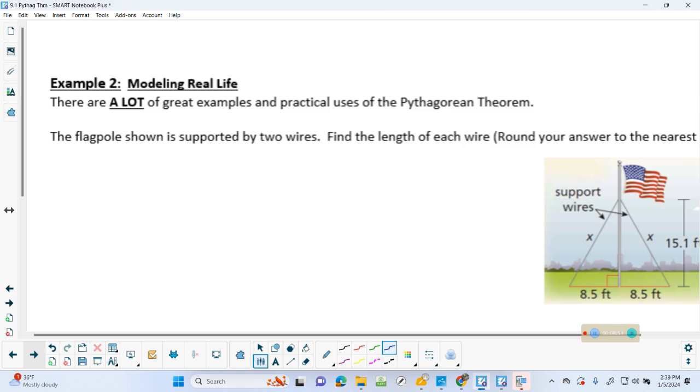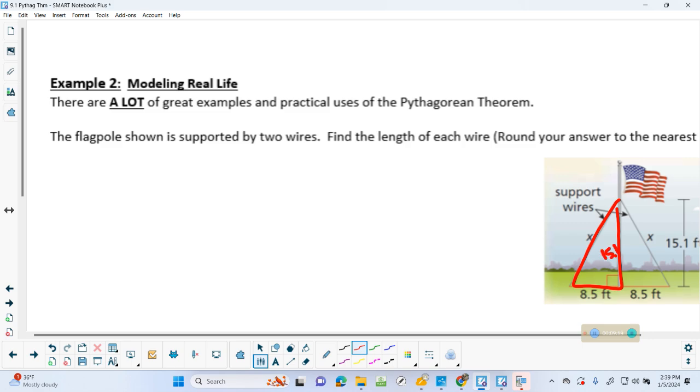You can see on this very lovely picture, a flagpole is supported by 2 wires. Find the length of each wire. Round your answer to the nearest tenth. Okay, good, we can use our calculator. So you can see, I'm going to use the left one here, you've got your 2 right triangles. You've got your 8.5 at the bottom. Then, just because they didn't want to make a mess, they put it on the side here. The height is 15.1. I'm going to label it.